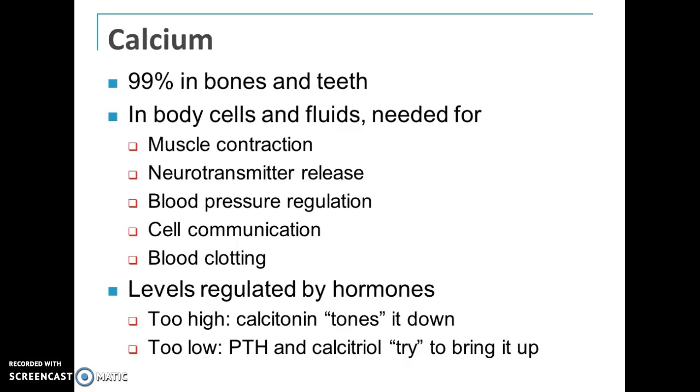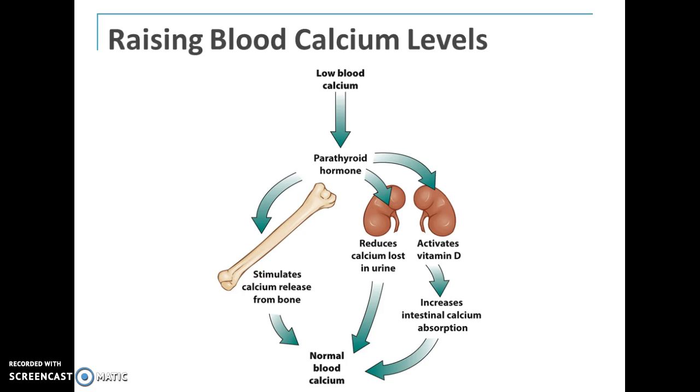So just a little review of these different minerals. Calcium, we need it for muscle contractions, neurotransmitter release, blood pressure, cell communication, and blood clotting. Levels are regulated by hormones, so if it's too high, calcitonin tones it down. Too low, PTH and calcitriol try to bring it up. So you can see vitamin D is also needed to help to increase calcium absorption or stimulate the calcium release from bones. So vitamin D is going to be key in terms of intake, in terms of controlling calcium. We really want to take those two nutrients together.